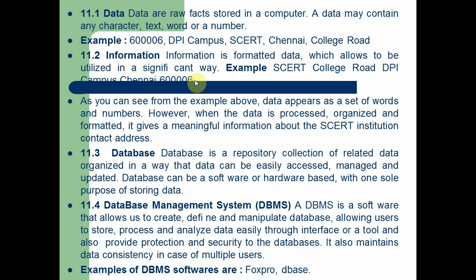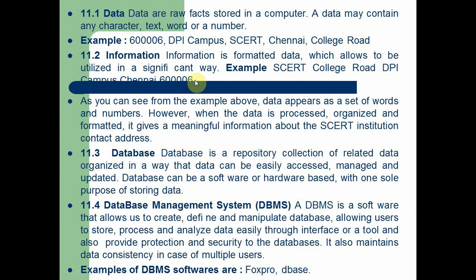This is what we actually do in DBMS software. We store data separately and we process the data in a correct manner, and we obtain new data called information. This information is known as processed data. The next one is database. A database is a place where we store data in a repository, a collection of related data in an organized way.